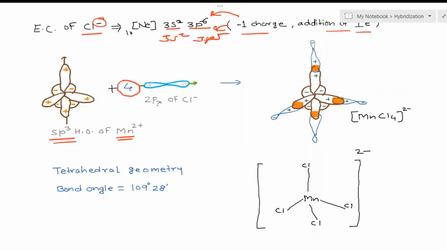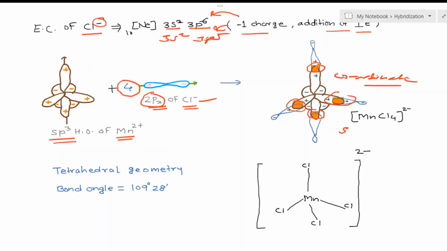So the p orbital of each chloride will overlap with a hybrid orbital of Mn2+. That orbital overlap is of the p orbital of the chloride ion, or the p orbital of a ligand. So overlapping takes place like this. This is the overlapping region, that means the bond formation takes place here. Since both the electrons are supplied by the chloride, this bond is called a coordinate bond. In every transition metal complex, the bond is a coordinate bond.